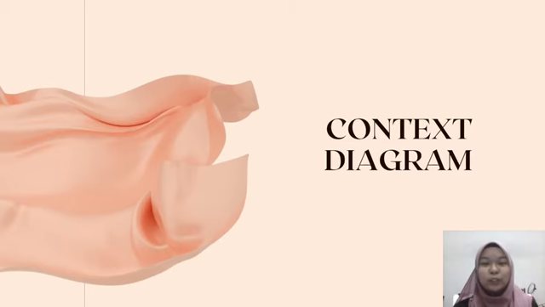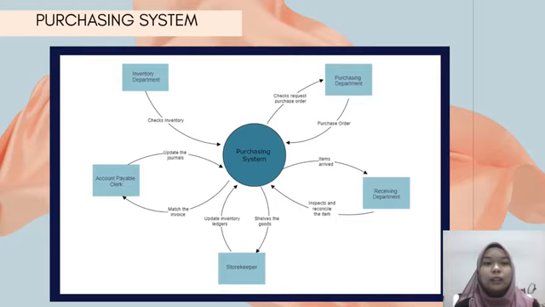We'll continue this presentation by presenting the context diagram. Okay, so this is the context diagram of the purchasing system. We will start at the inventory department, in which the inventory clerk will check the inventory available and send the purchase requisition order to the purchasing department.